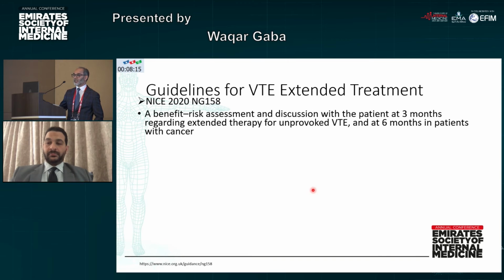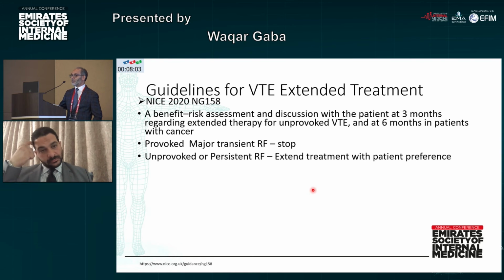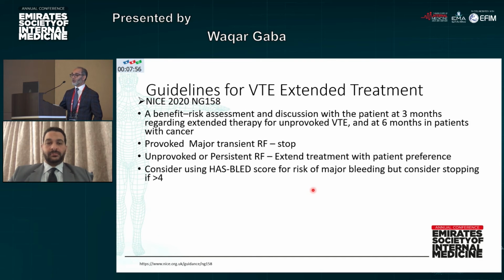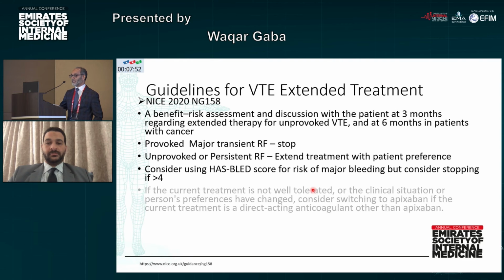The NICE guidelines from the UK in 2020 ask us to do a benefit-to-risk assessment at 3 months regarding extending the treatment for patients with unprovoked VTE. So they're saying if you have a provoked VTE with a major transient risk factor, you stop. If you have an unprovoked VTE or a persistent risk factor, you extend, with the patient's preference. You also consider the HAS-BLED score, considering their bleeding profile.